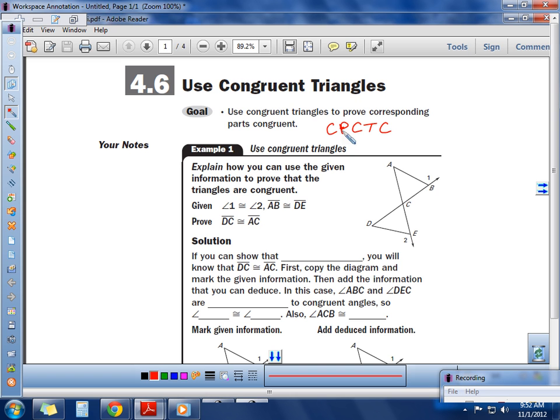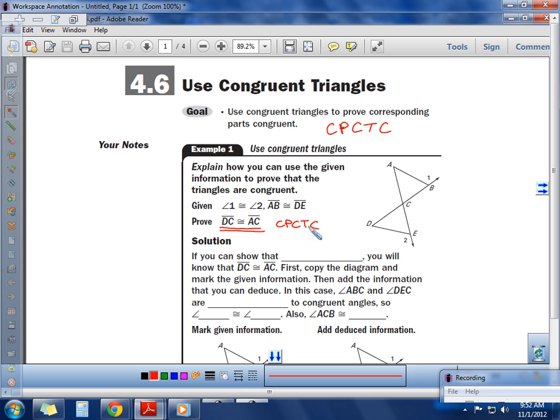So corresponding parts, there's that word, corresponding parts of congruent triangles are congruent. There it is. So we're going to be using that a lot today. We can use that to prove that triangles are congruent, and we can also backtrack and say, well, if the triangles are congruent, then all their parts are congruent. So that's how we're going to use it today. We are trying to prove parts are congruent, so at the end, our reason is going to be CPCTC. Anytime you're proving parts, you're going to be saying that acronym.